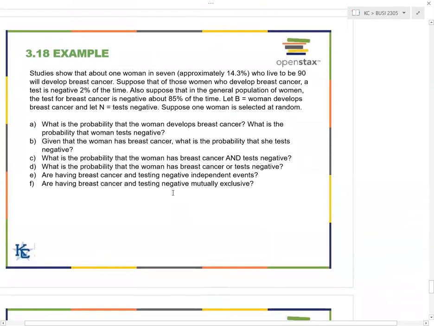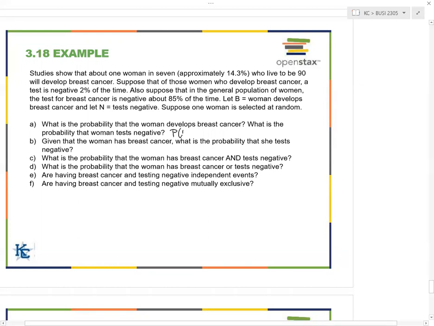All right. Let's look at example 3.18. Studies show that about 1 woman in 7, approximately 14.3%, who live to be 90 will develop breast cancer. Suppose that of those women who develop breast cancer, a test is negative 2% of the time. Also, suppose that in the general population of women, the test for breast cancer is negative about 85% of the time. Let B equal women who develop breast cancer and N test negative. Suppose 1 woman is selected at random.